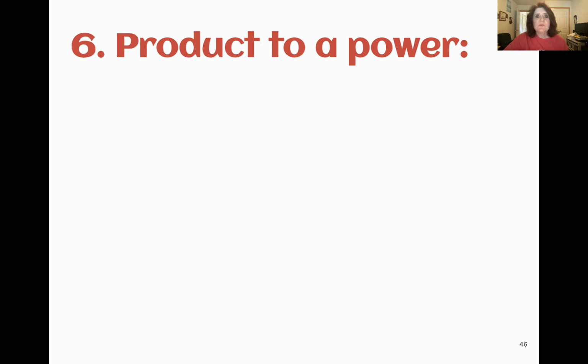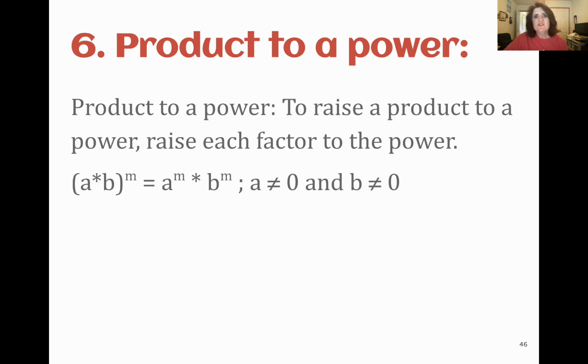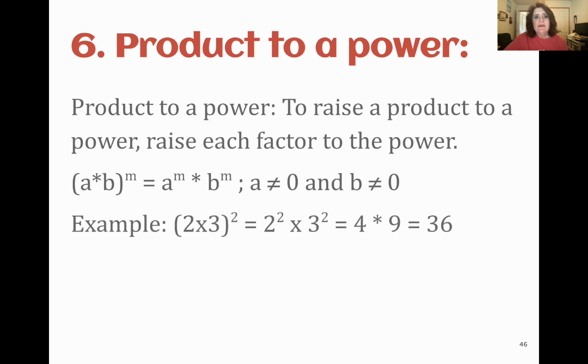Rule 6 is product to a power. Product to a power means that you raise the product to a power. Raise each factor to that power. So a times b to the m is really a to the m times b to the m. Essentially, you distribute the exponent. An example would be 2 times 3 squared is really 2 squared times 3 squared, or 4 times 9, which is 36.